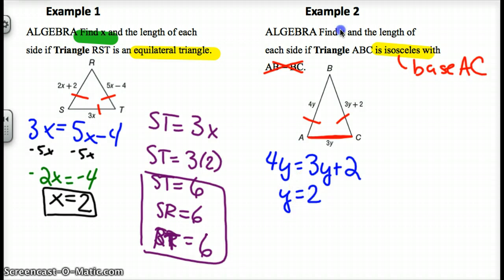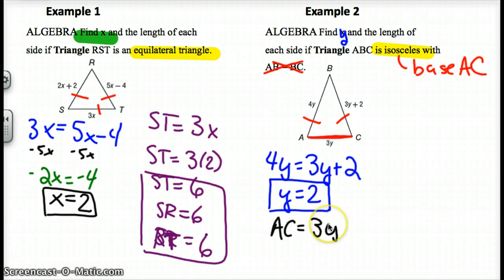I'm asking you to find the value of x. It should be y here. I'm asking you to find the variable, y. So that's one answer. I'm boxing that in. And then I'm asked to find each side. So at this point, I'm going to find AC, which is 3y. I'm communicating my mathematics. I'm not just writing 6 down. I'm telling you how I'm getting AC. AC is 3 times 2. AC is 6. Now, that's the base.